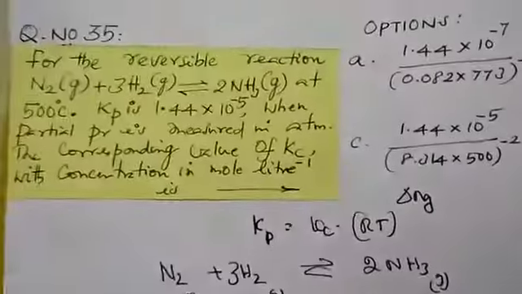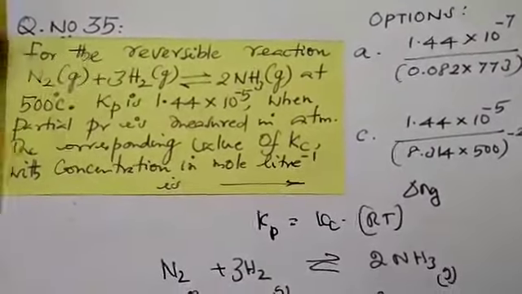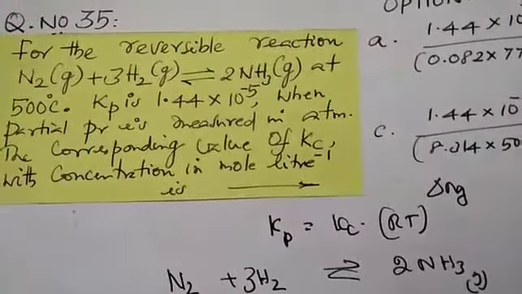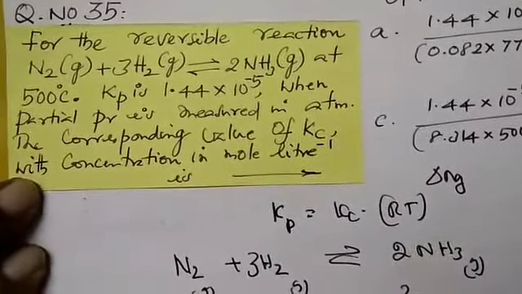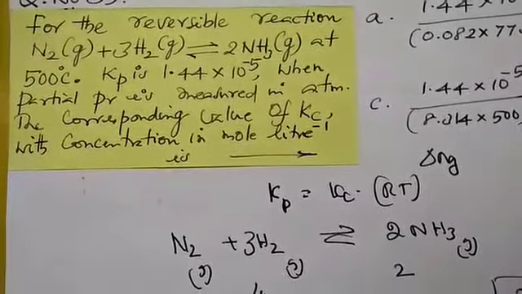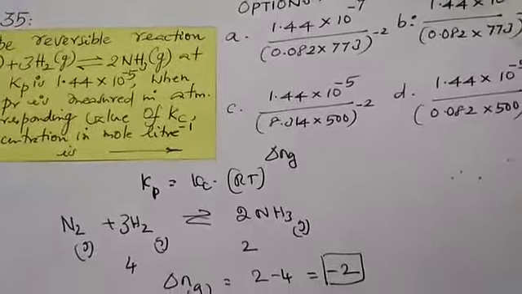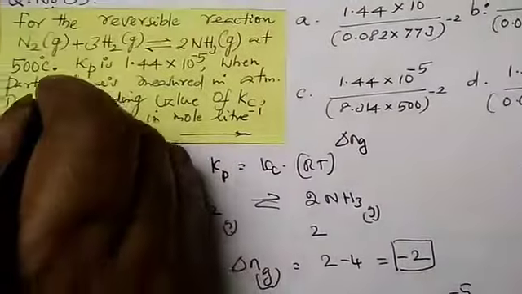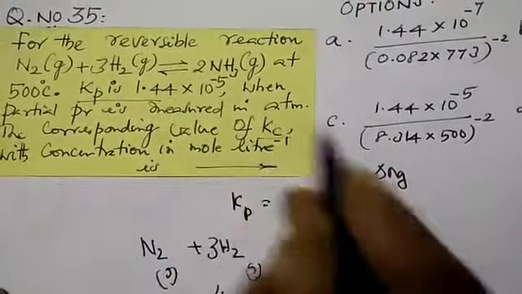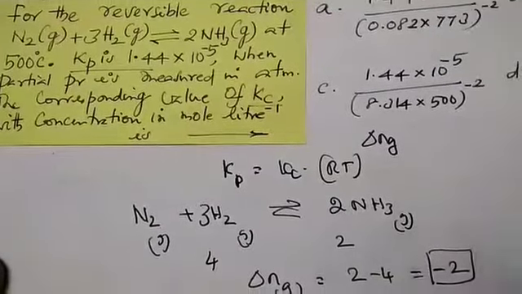Now let us go to today's question, starting with 35. For the reversible reaction of Haber's process at 500 degrees centigrade, Kp is given when partial pressure is measured in atmospheric pressure. The corresponding value of Kc with the concentration in moles per liter is the answer. What is given in the question is only the Kp and the temperature, and they are asking Kc. So the relationship is Kp is equal to Kc into RT to the power of delta Ng.